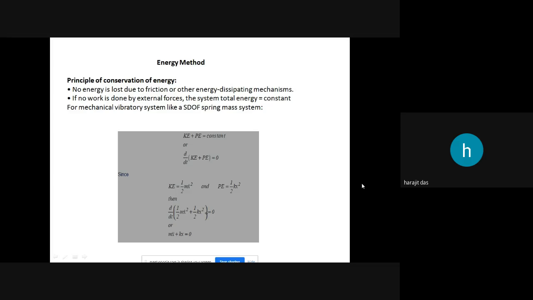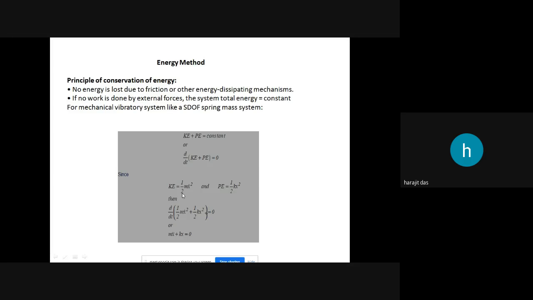So just like that, we will use this concept and we are going to find out the equation of motion. You can see one below this writing. You can see this derivation actually for a simple spring mass system.